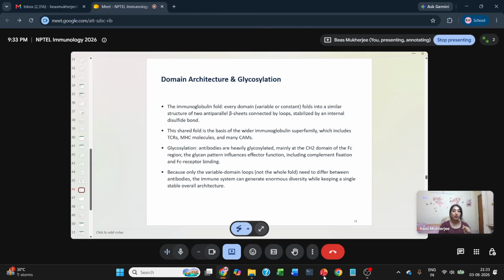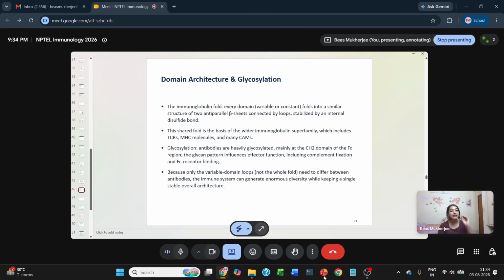The glycan pattern influences the effector function, including complement fixation and Fc receptor binding. Got it? Now, because only the variable domain groups, not the whole fold, need to differ between antibodies, the immune system can generate enormous diversity while keeping a single stable overall architecture.